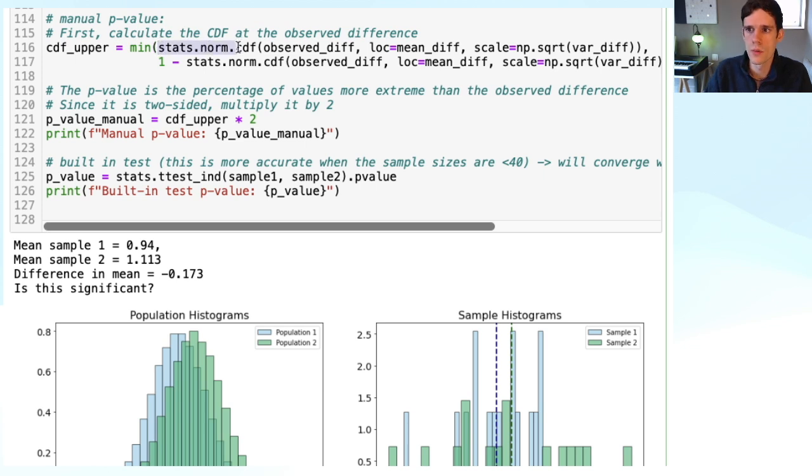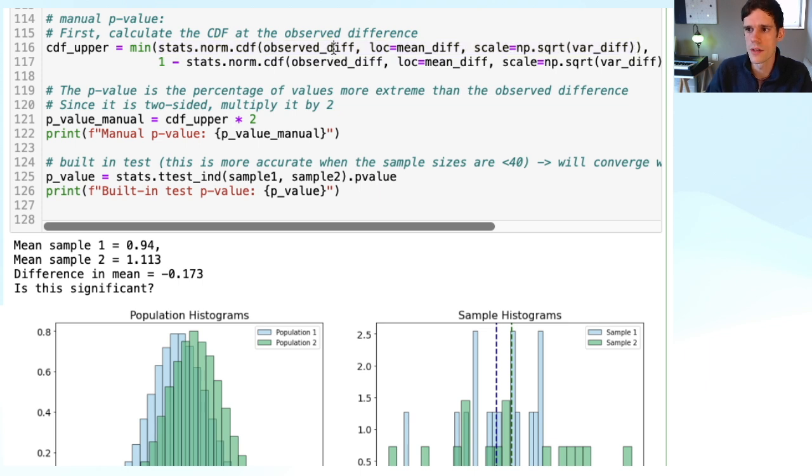This stats.norm.cdf function first creates a theoretical normal distribution based on a mean, which will be our distribution of differences mean, and a scale or standard deviation, which will be the corresponding variance and then the square root of this variance. Then it will make a cumulative distribution function of this corresponding normal distribution, and then it will look at the specific value and say what percentage of values is lower than this specific value.